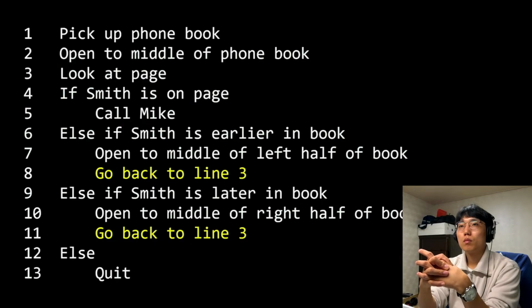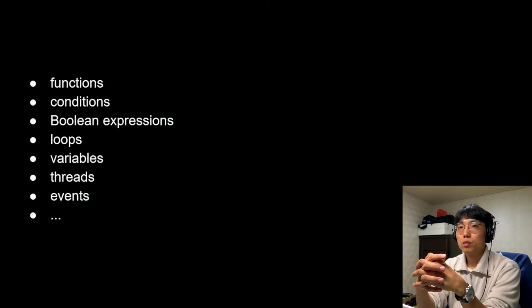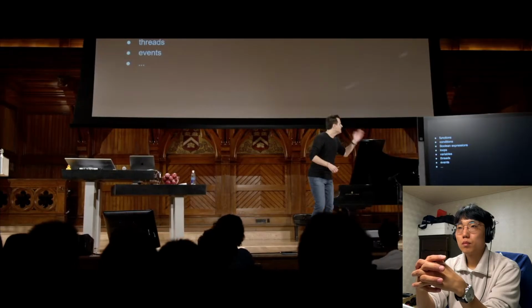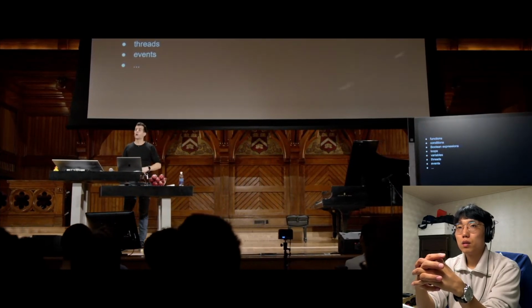Lastly, there's this thing here. Go back to line 3. We've used it in 2 places. That refers to something we'll call a loop. It's a cycle that does something again and again. So beyond those 4 ideas, functions, conditions, Boolean expressions, and loops, we're about to see a bunch of others as well. Variables, reminiscent of what you might recall from algebra, but more powerful now in this context of programming, something called threads and events. And we're going to do this by way of an actual programming language.